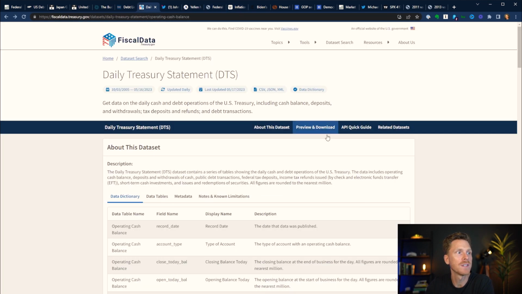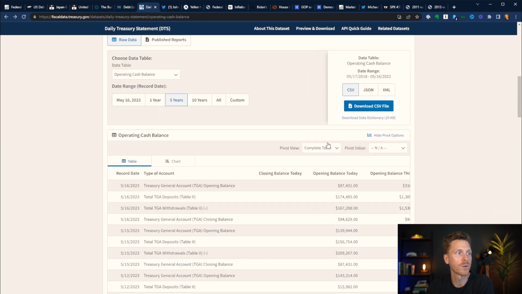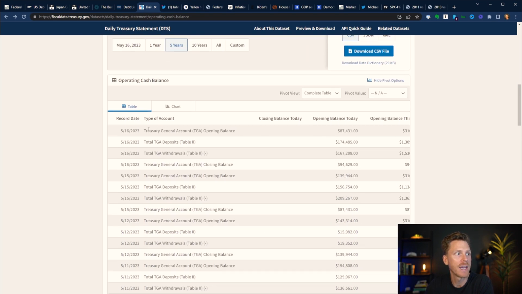And you can actually see what the daily closing balances are for the Treasury's general account. Every few days, it'll post what the closing and opening balances were. As of May 16th, the closing balance of the Treasury general account was down to $94 billion. That's down from $300 billion at the beginning of May. So it's running down pretty quickly. It's expected to keep running down, and it will have some big withdrawals on June 1st.